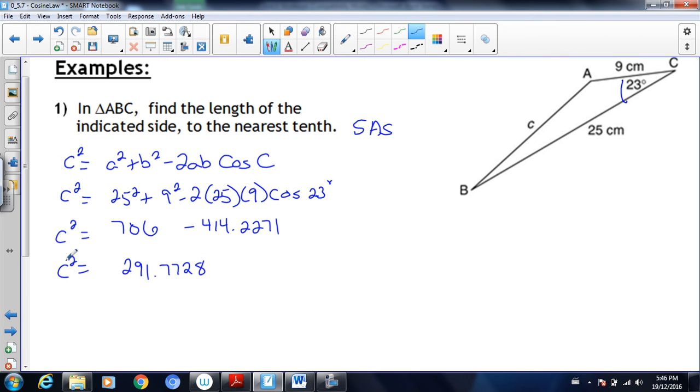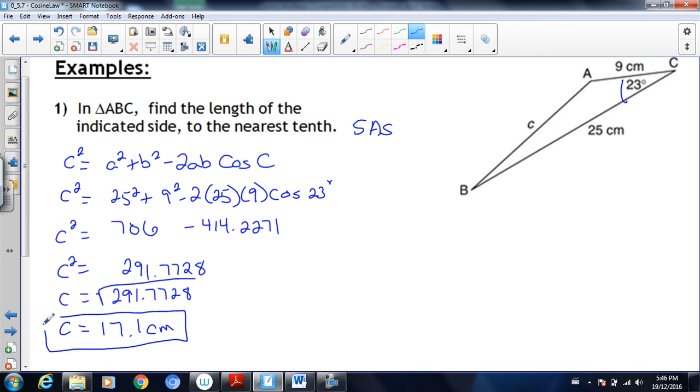Now C has to be isolated, so when I bring the squared over to the other side, the opposite operation is a square root of 291.7728. So side C is 17.1 centimeters, to the nearest tenth. So that is my final answer. Side C is 17.1 centimeters.